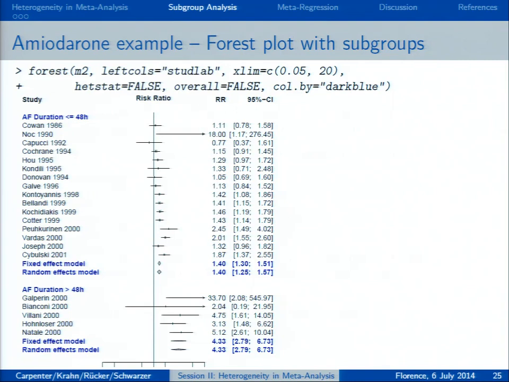So here's the forest plot of the arterial fibrillation example. And so you can see that when we split on the duration of the arterial fibrillation episode, less than or greater than 48 hours, there's something quite different going on in these patients who have more serious disease.